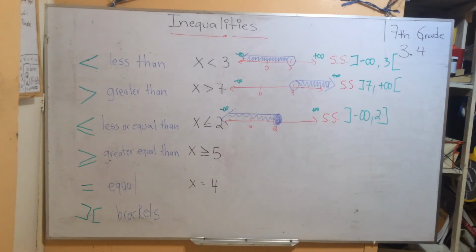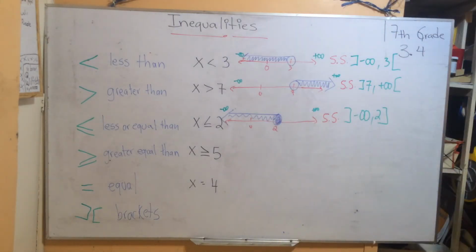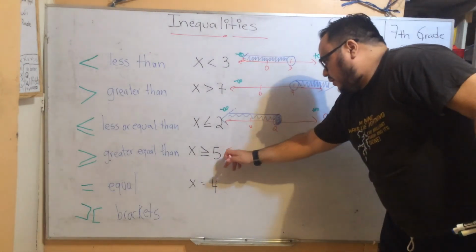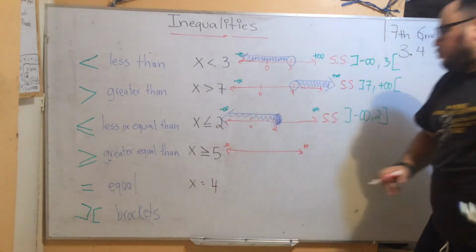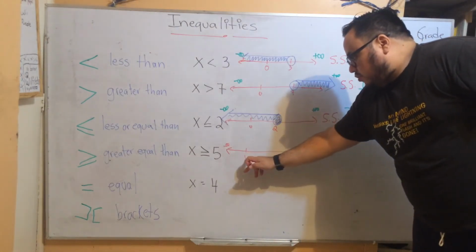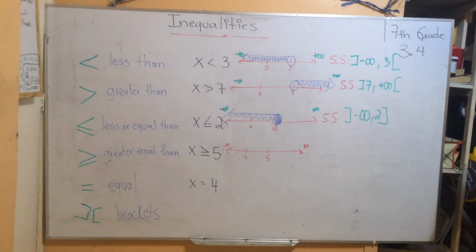Let's look at the next one. The next one is greater or equal than. This symbol says that we're looking for the numbers that are greater or equal than 5. So let's place our number line. We know that here it comes from negative infinite, and here it goes into positive infinite. We're looking for numbers that are greater or equal than 5. So let's put 0 here and let's put 5 here.